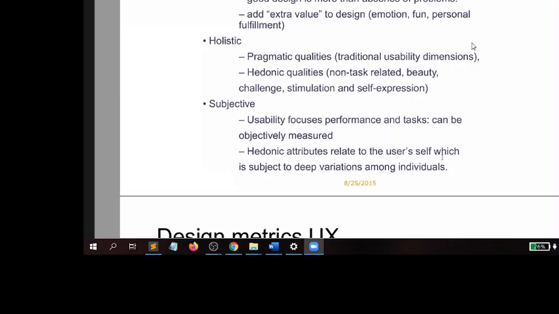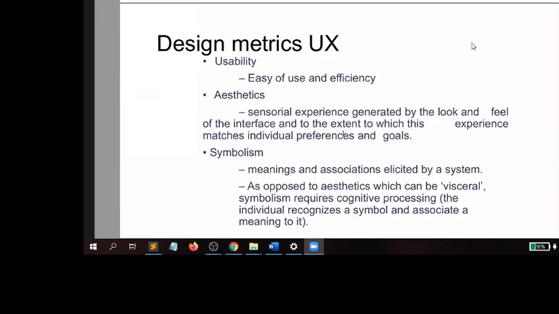Hedonic attributes relate to the user self, which is subject to deep variation among individuals. I think I've talked about it on the other side. Among other things that you can also use to measure, I think this is my last slide, because I didn't want to take this very long. There's an exercise I want you to reflect on, which is usability. I've talked about ease of use and efficiency, it should be something which is efficient. Aesthetic, that is sensorial experience generated by the look and feel of the interface, and the extent to which this experience matches individual preferences and goals.